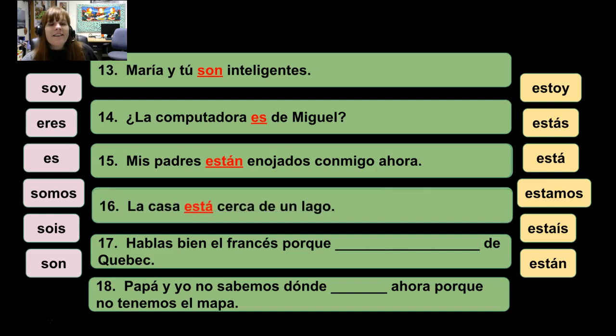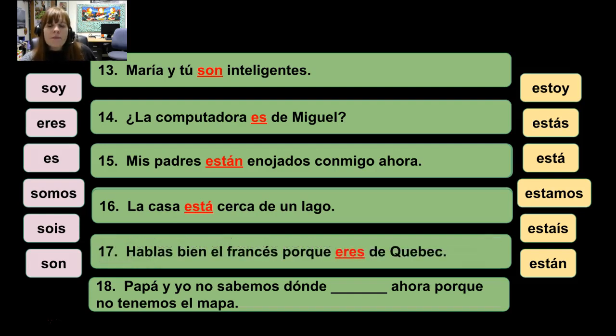La casa está cerca de un lago. The house is close to a lake. You're talking about location, so you're using estar. Hablas bien el francés porque eres de Quebec. You speak French well because you're from Quebec. So you're talking about somebody's origin, so you would use ser.